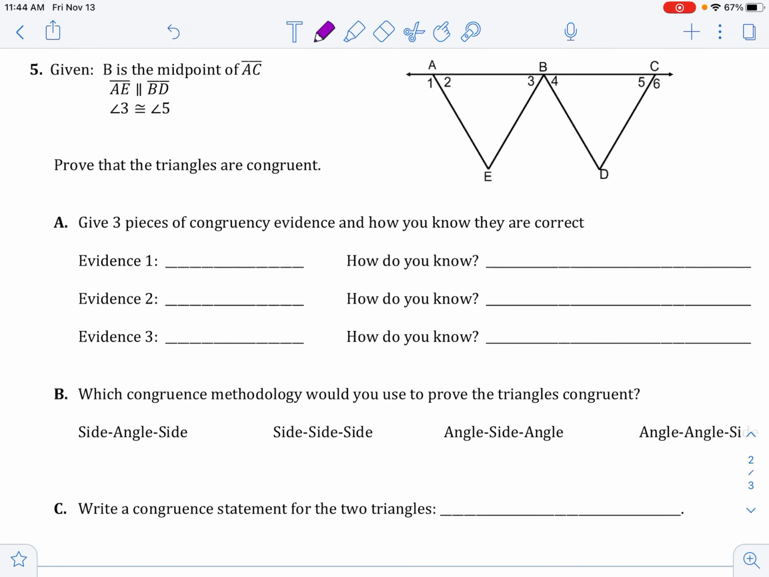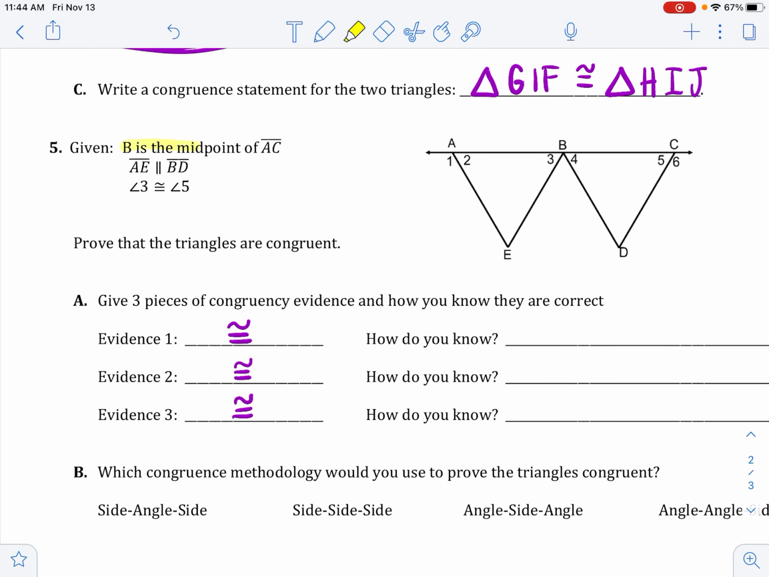Okay, let's try one more. Once again, I'm going to start by filling in my congruency, because nothing else is going to go there other than congruency. Okay, first one, B is the midpoint of AC. So I know that B is the midpoint of AC. That means I'm going to have 2 congruent segments. I'm going to have AB is congruent to BC.